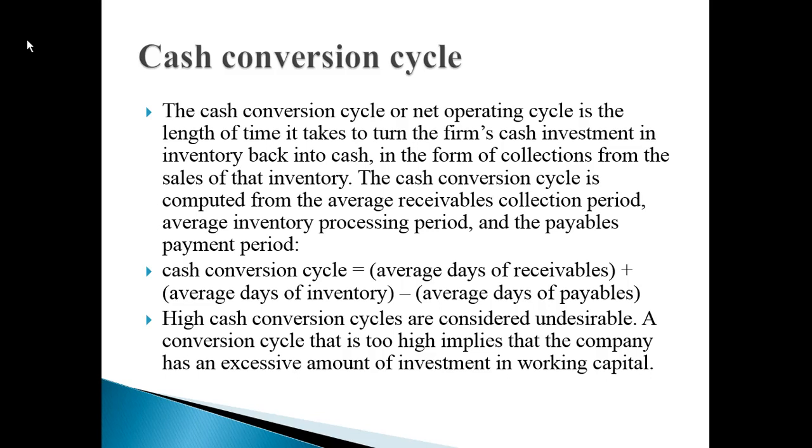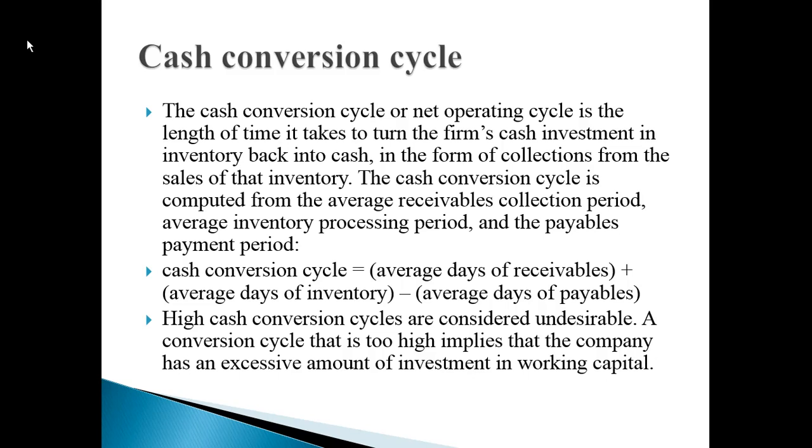The cash conversion cycle is computed from the average receivables collection period, average inventory processing period, and the payables payment period. So basically, the average days of receivables is the average number of days it takes for our debtors to pay. And then the average days of inventory is the average number of days it takes for us to sell the stock that we have.